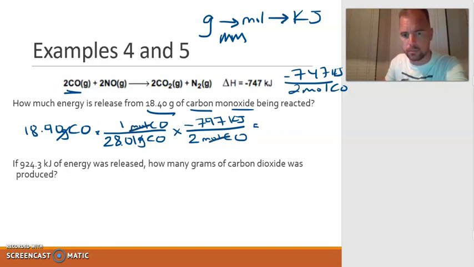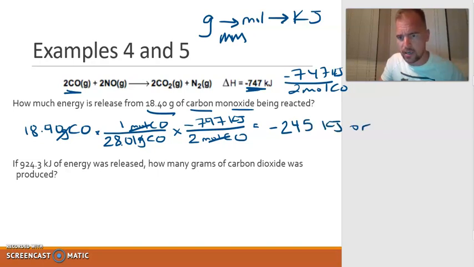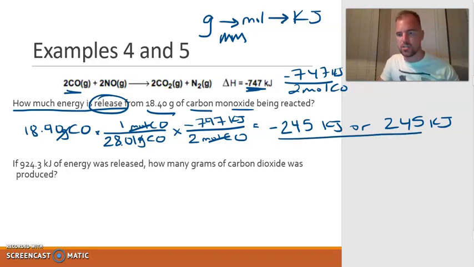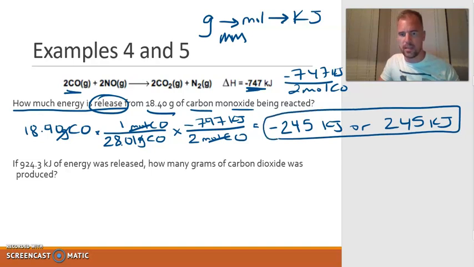So the moles cancel, and now I'm going to calculate what that would be. 18.40 times negative 747 divided by 28.01, and then also divided by 2. Looking at 3 sig figs, because this is a measured value, we get negative 245 kilojoules, or you can just say 245 kilojoules. That's fine with me. The reason why is because the question asks how much energy is released. I already know it's released, so I don't have to put the negative there. I can just report that 245 is the answer.